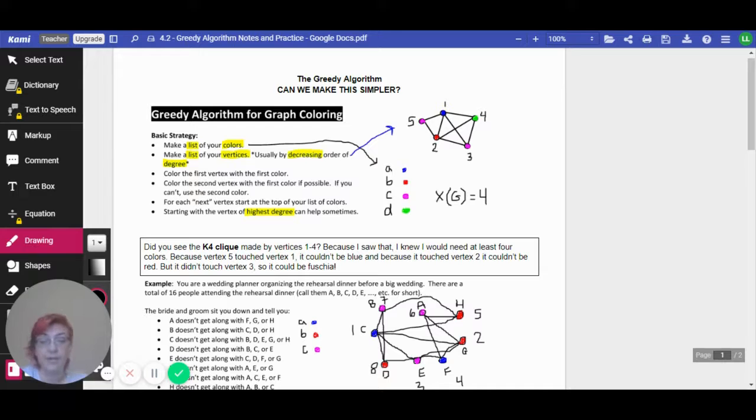And I knew it would be at least 4 because of this clique right here, this K4 complete graph that is a subgraph within my larger whole. And that's noted right here.